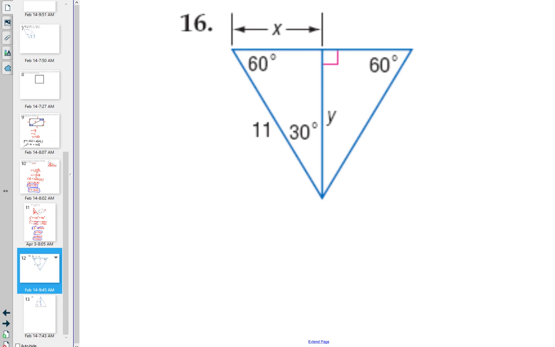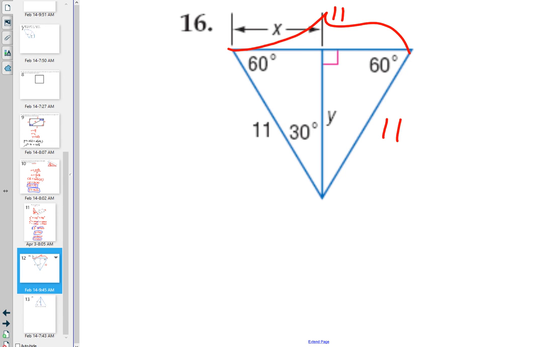Equilateral. Look at the angles on the big one. If this is 60, this is 60, that means this must be 60. Equal angles means equal sides. So if this is 11, this is 11, and then this whole side over here is also 11. And x is going to end up being 5.5, but let's just use what we learned from special right triangles to prove that.